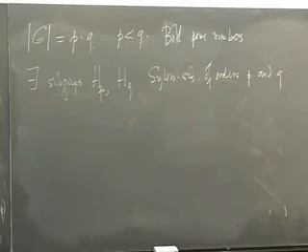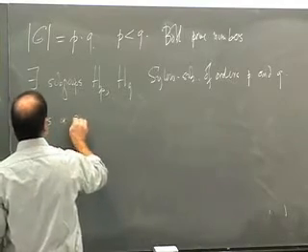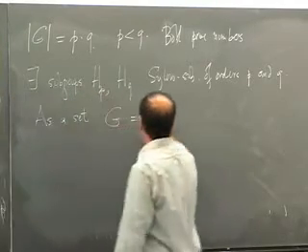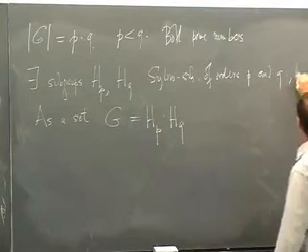Okay? Second thing is that as a set, G is equal to the product of elements in H_p and H_q. Both of these are cyclic.